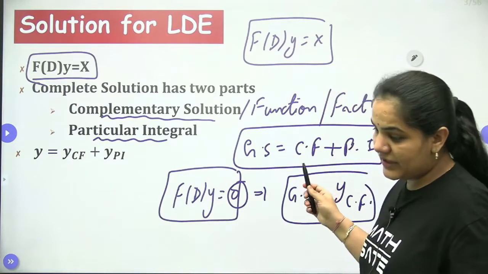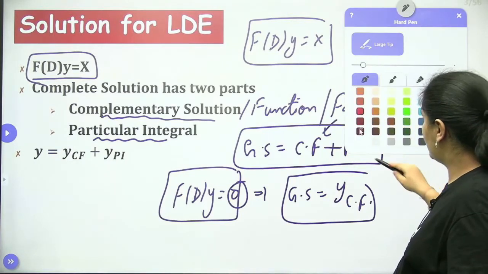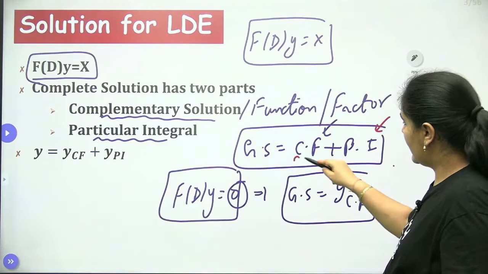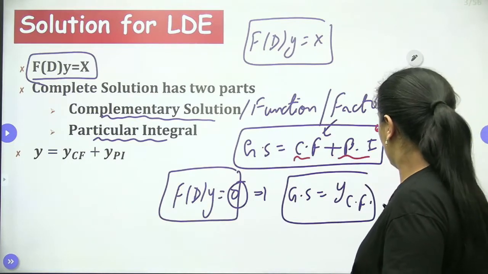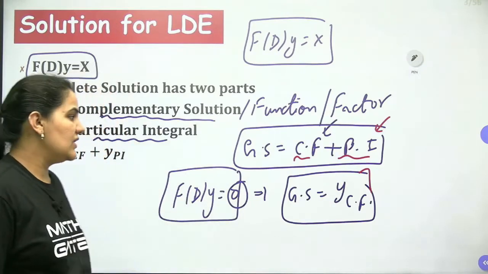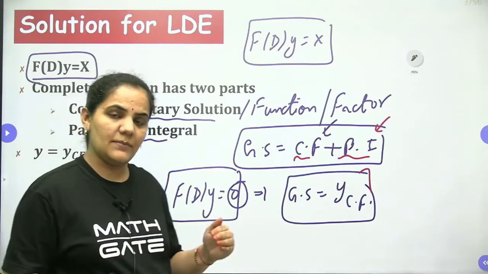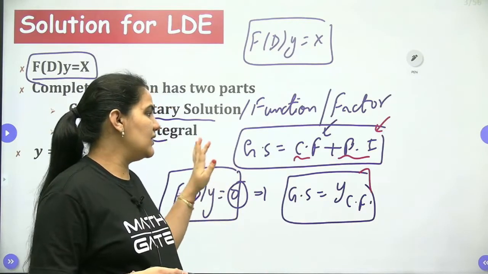So I will tell you how to find the CF and how to find PI. Both the things we are going to discuss, dear students. So let's start with the CF portion. This is the format which we are going to discuss in the upcoming lectures. So we will start with the CF portion.